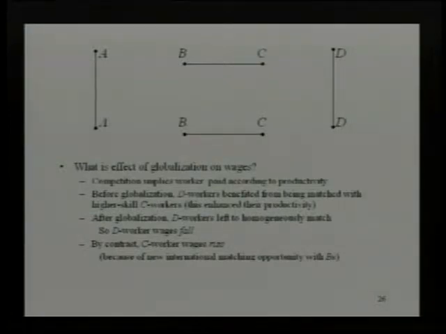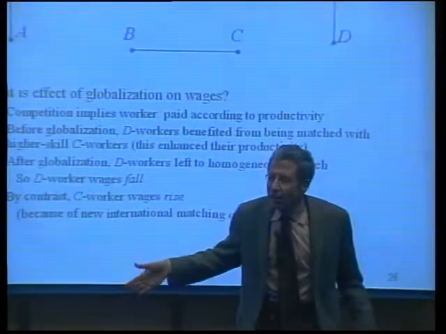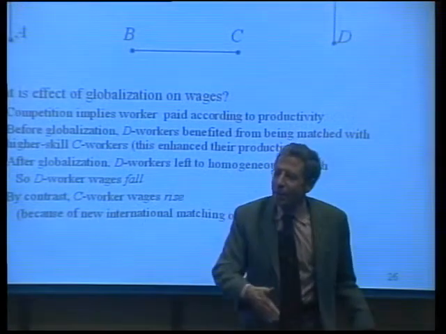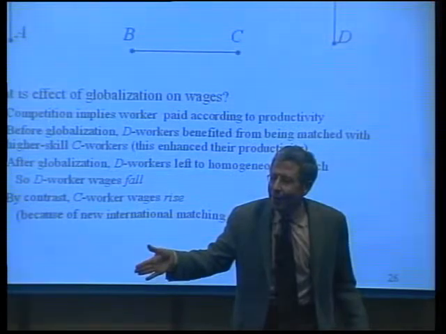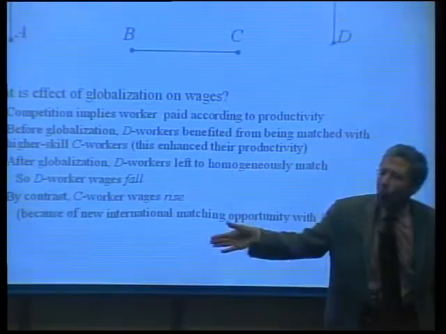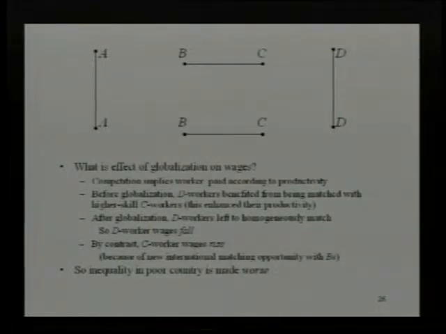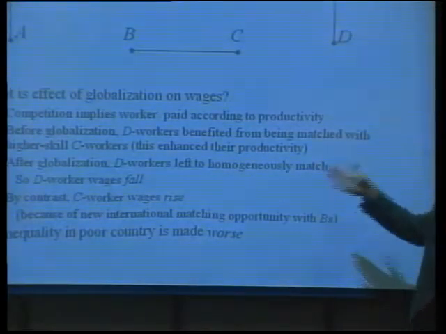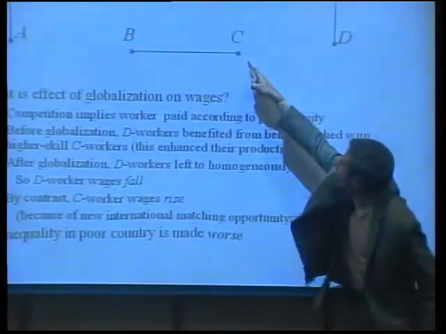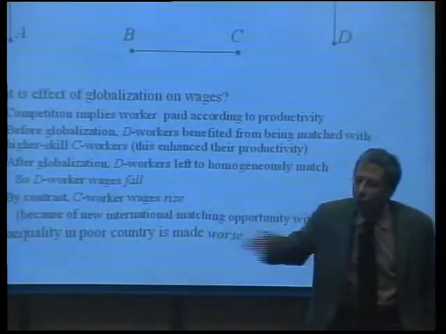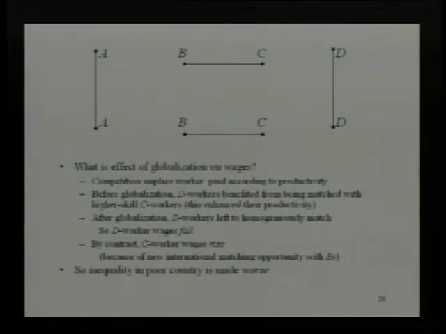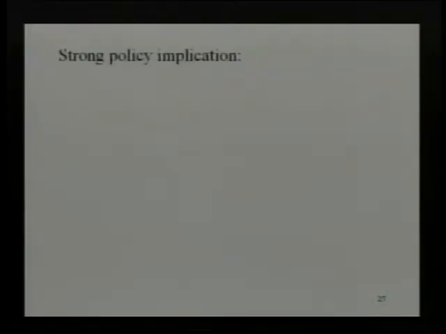Think of the C workers as the Indian call center workers who now have the opportunity to work for Microsoft or Dell overseas. So the consequence of all of this is that inequality has risen. The gap between the C workers and the D workers' wages has gone up as a result of globalization. Very different argument from comparative advantage.